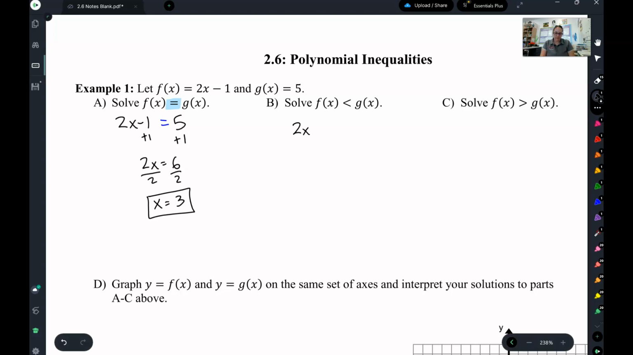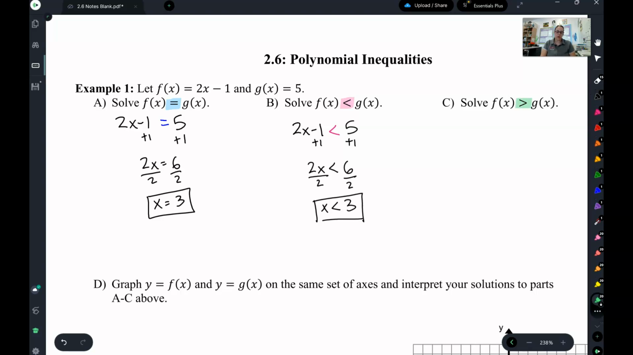So let's try an inequality. Now I have f of x, 2x minus 1, but now I want it to be less than g of x. I'm going to do a less than 5. So I go through and solve it again. By the way, a little reminder that if you divide by a negative number, your inequality sign will change directions. We don't do that here, so we don't need to worry about it too much. But we solve, we get our answer.